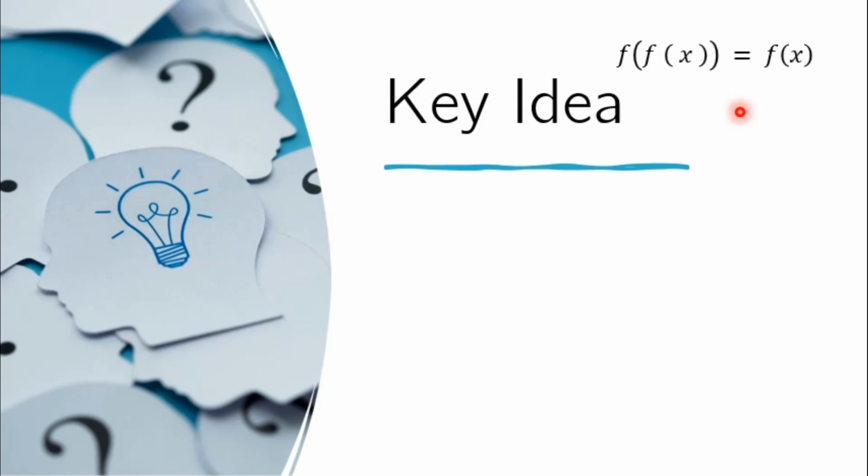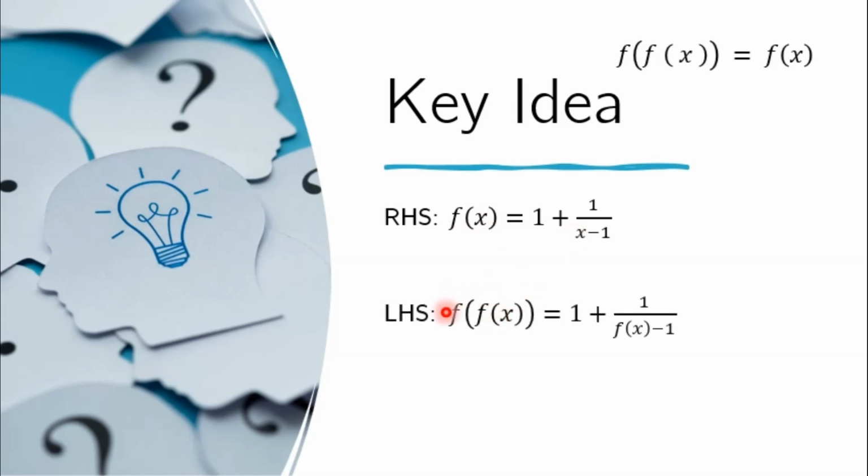To solve this problem, we have to notice the following. First is that the right-hand side of this equation, so this is the equation we want to solve, the right-hand side of that is simply 1 plus 1 over x minus 1, f of x. And the left-hand side is simply the composition of f by itself. So we replace the x here with f of x. And so the question is, what is x when these two expressions are equal?